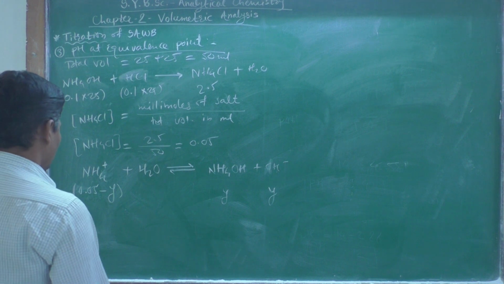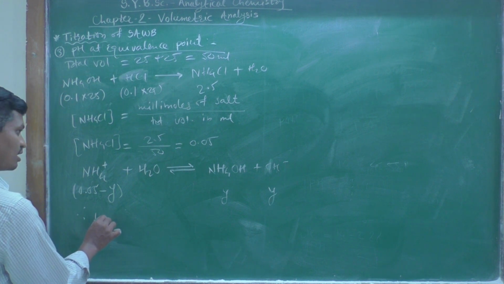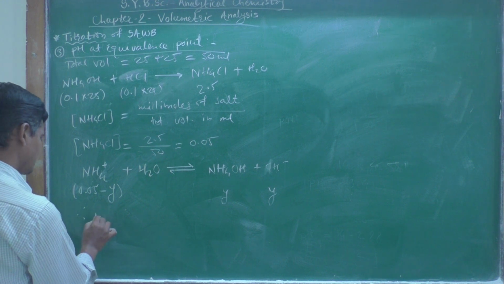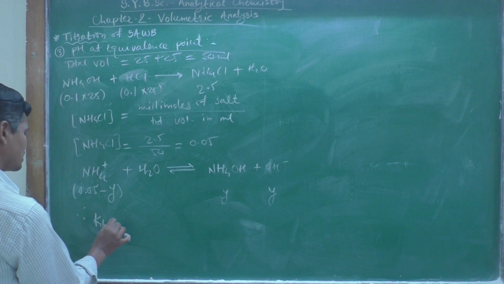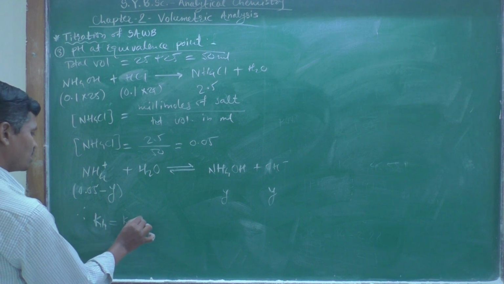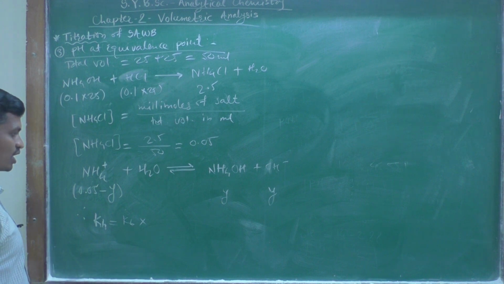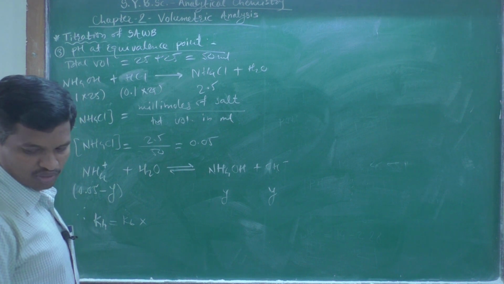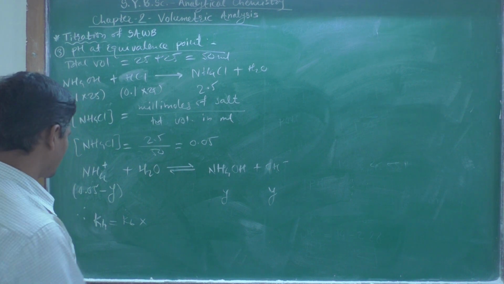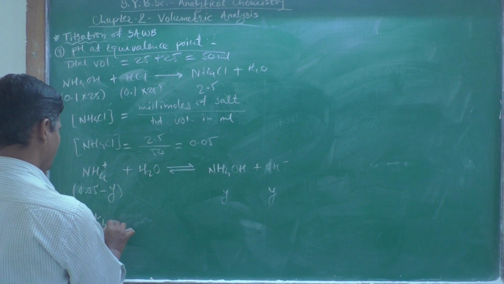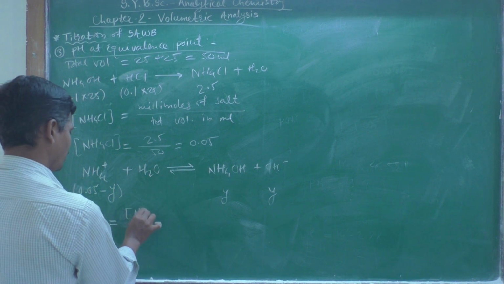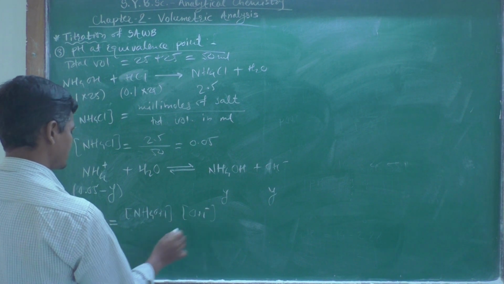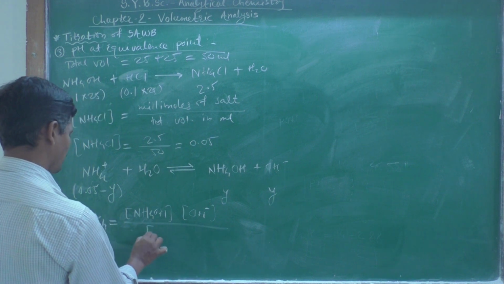Now the Kh, that is the hydrolysis constant, is equal to Kb. The hydrolysis constant for this reaction can be calculated as the concentration of NH4OH into the concentration of OH minus divided by the concentration of NH4 plus.